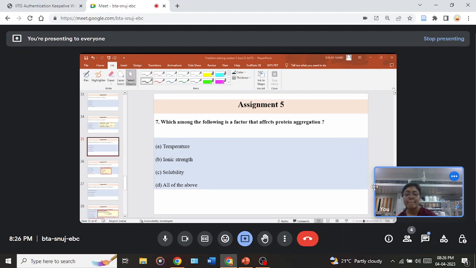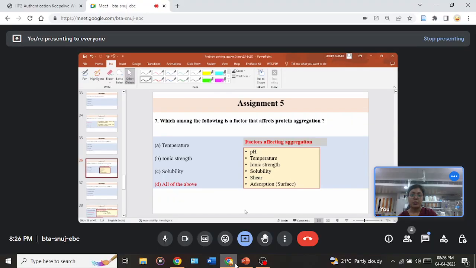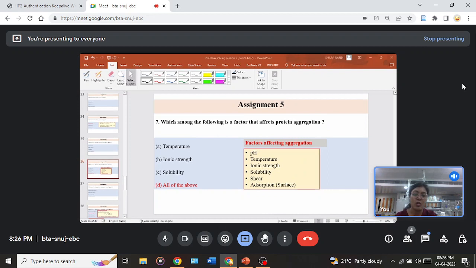Okay, so this particular question, we have the correct answer is all of the above, that is temperature, ionic strength and solubility. All these three factors affect the protein aggregation. So we have, other than that, pH, solubility, shear, adsorption on surface. Okay, so this question was a very straightforward one. We will move now to the next question.